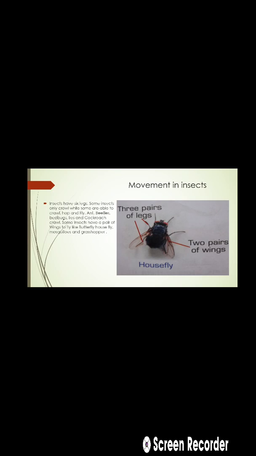Insects also use their legs for walking and hopping, and they use their wings for flying. Their wings are different from the wings of birds. The wings of insects are colored and have tiny scales on them, and the bird's wings are made up of feathers. So both wings are different from each other.